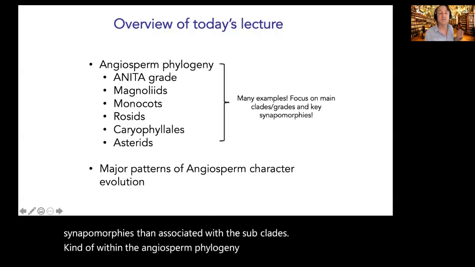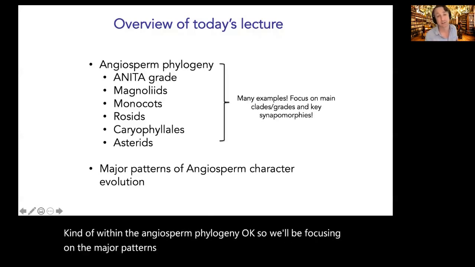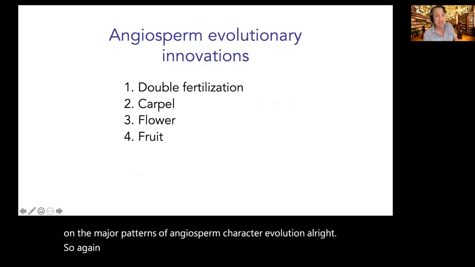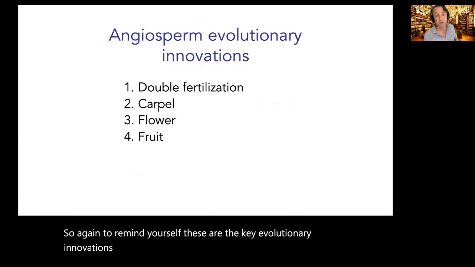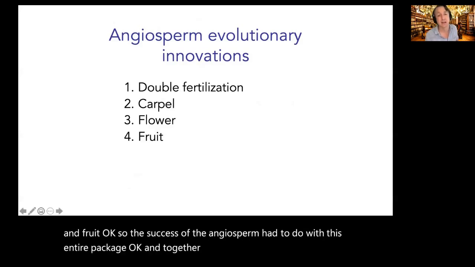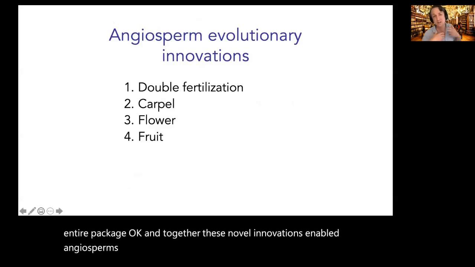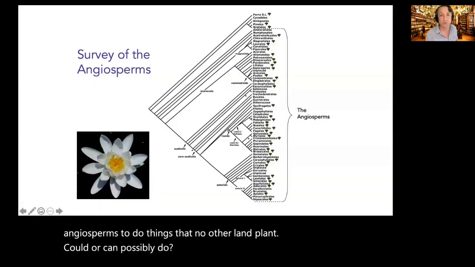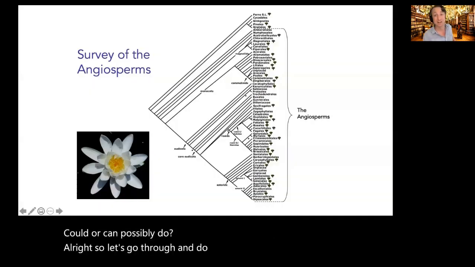We're going to be focusing on the major patterns of angiosperm character evolution. To remind yourself, these are the key evolutionary innovations of the angiosperms: double fertilization, carpel, flower, and fruit. The success of the angiosperms had to do with this entire package. Together, these novel innovations enabled angiosperms to do things that no other land plant could or can possibly do. Let's go through an overview of the survey of the angiosperms.